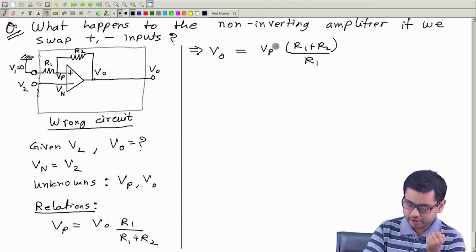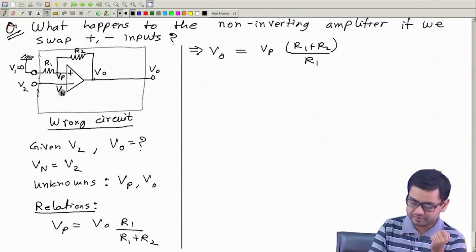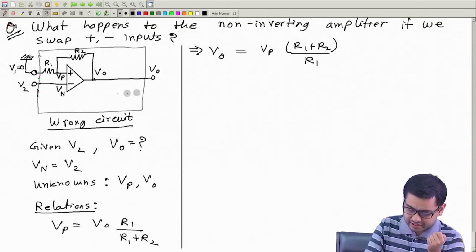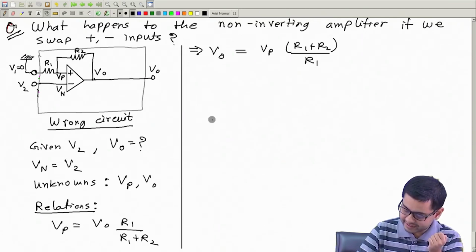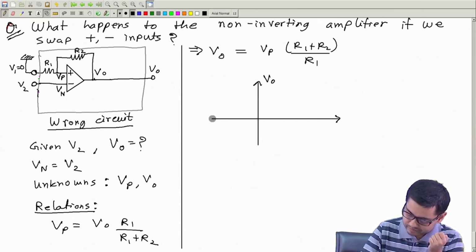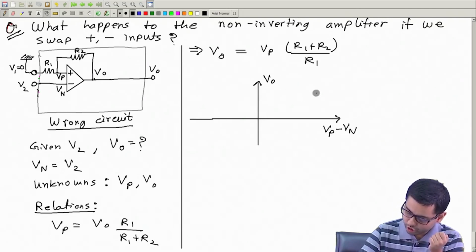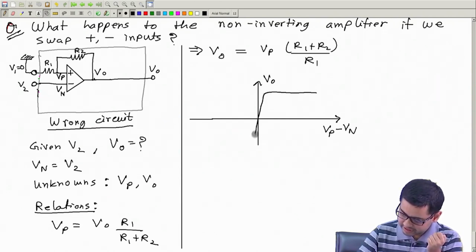This relationship is the same no matter whether we have these plus minus symbols correct or wrong, because this is from the external circuit. And the other relation comes from the op amp, that is the static characteristic. Let's draw that. So we have Vo, this is Vp minus Vn, and the characteristic as always is like this.